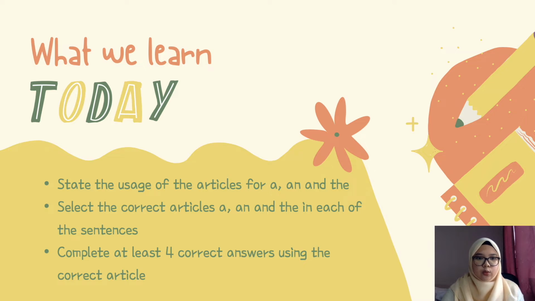Okay, for today, we are going to cover several parts. The goals for our lesson: first, we are going to state the usage of the articles a and the. Second, we are going to select the correct articles a and the in each of the sentences. Then you just need to complete at least 4 correct answers using the correct article based on a short text.